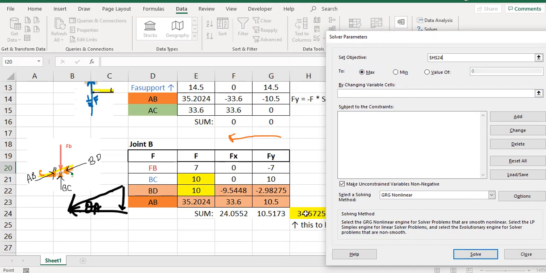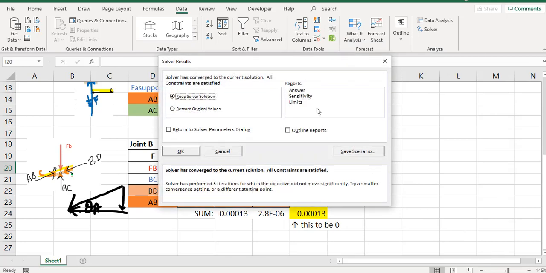Okay, so set objective. So I'm going to say H24 needs to go to 0, or sometimes you have better luck if you just make it a minimum rather than exactly 0, because it might not be able to do exactly 0. And then for the solver, I can actually change multiple cell values. So it will plug and chug different values for each of these forces in until I get to that 0. So I'll go ahead and do that.